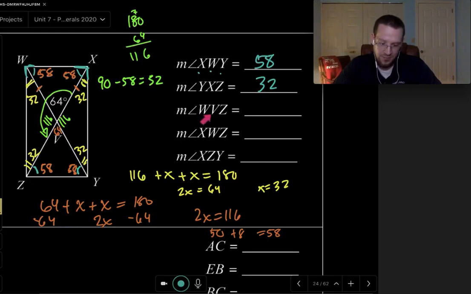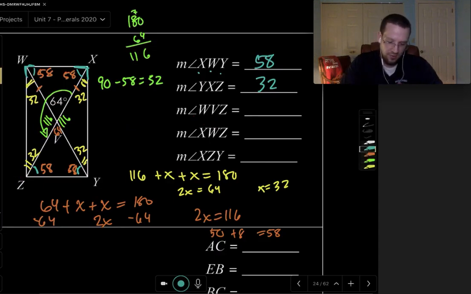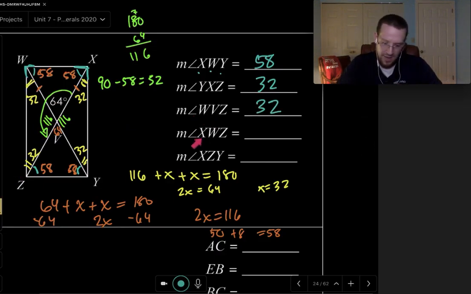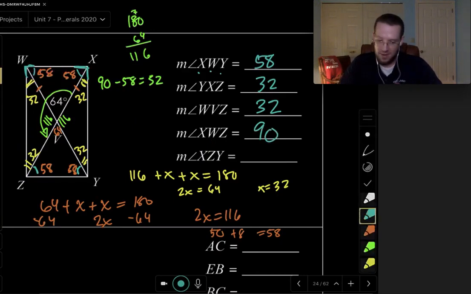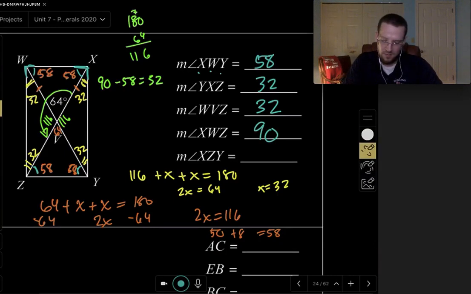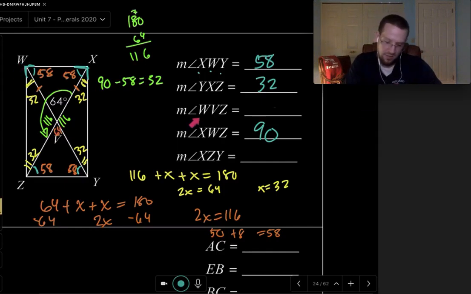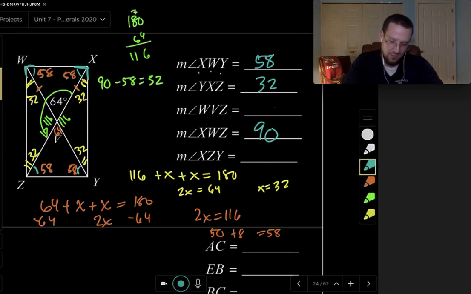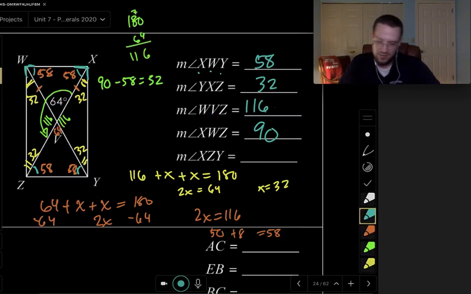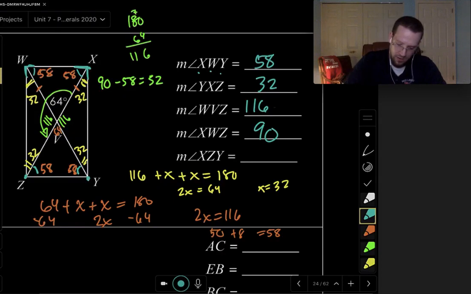So let's see, W, Z, V. Oh, that's when this in here, that's 32. X, W, Z. Oh, of course, that one's going to be 90 because that is a big angle. Oh no, this was the wrong one. I did the wrong one for this one. X, Z, V. That's this. No, W, Z, V. I can't read. W, Z, V. That's 116, that's on the inside there. And then we have X, Z, Y. There we go. Another 58.